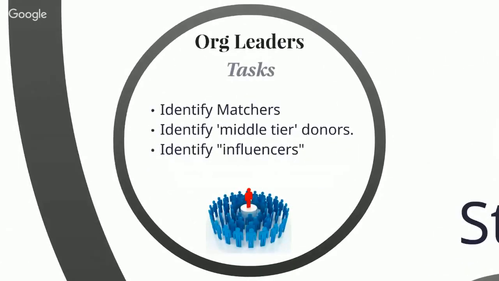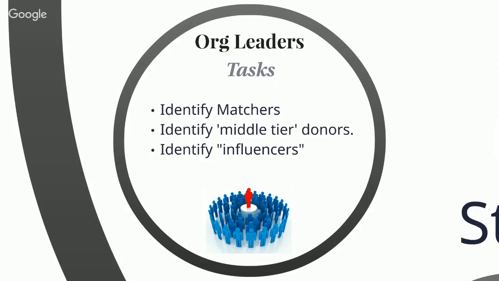The next that need to be involved are the organization leaders. Organization leaders in this case would be shluchim, shluchais, people that are in touch with the donors. Most of you have already identified the matchers, but for those who haven't, the organization leaders' responsibility is, number 1, to identify matchers and secure those matchers. Number 2, to identify middle-tier donors. And number 3, to identify influencers.